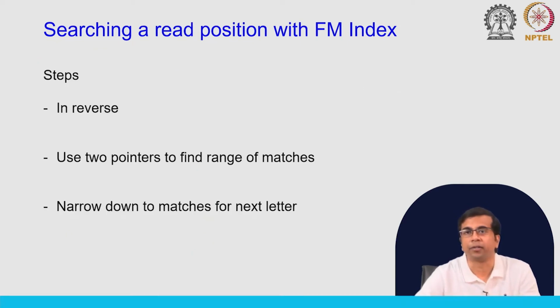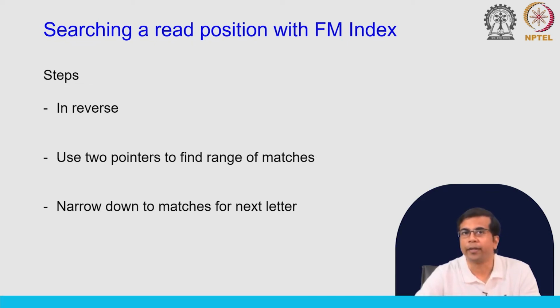So, what are the steps? This happens in 3 steps. We start with the last letter, so this happens in reverse. If you remember, for the suffix tree we start with the first letter and go on. Here it is the other way: we start with the last letter. In this example with TSC, we start with C, then A, then T. It happens in reverse, and we will see why that works.